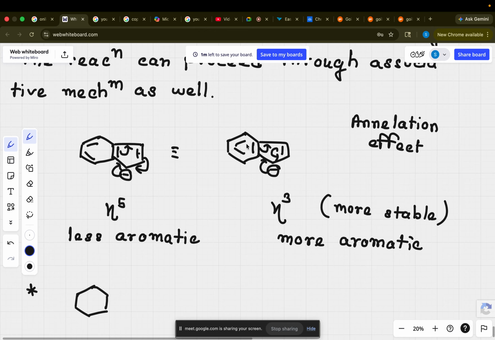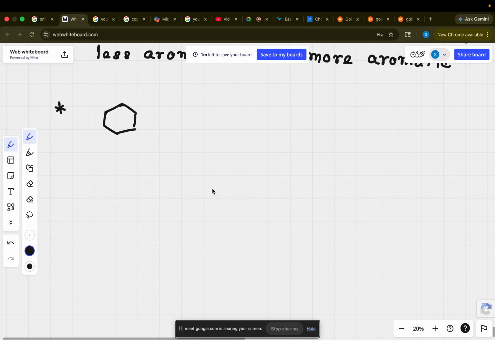But here it is actually spreading to the adjacent rings also.